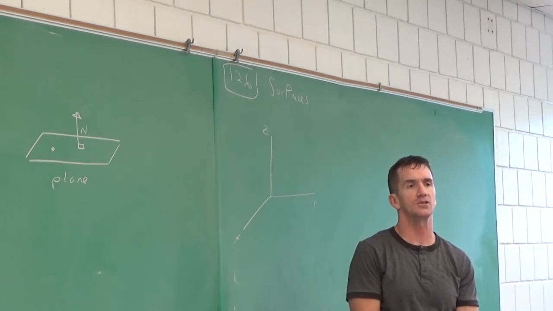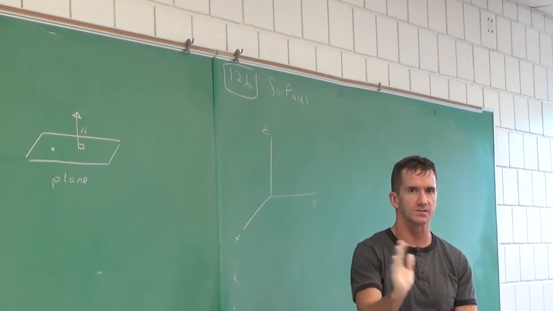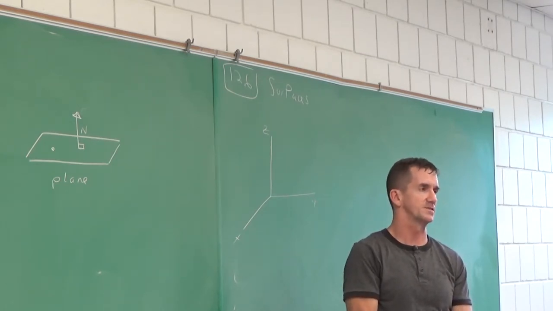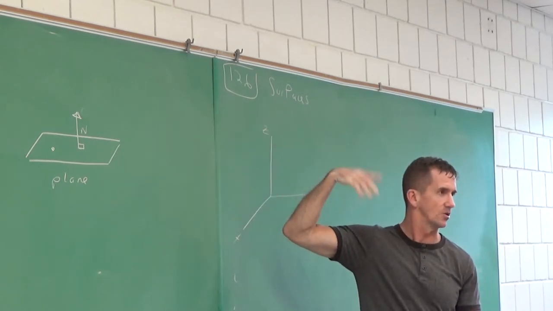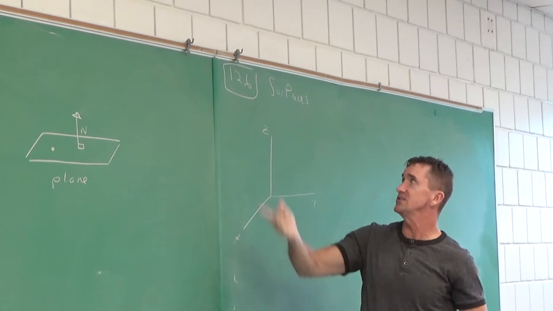Now, when you think of a trash can, that's a cylinder. Is there a surface to that? Yeah, that's a surface, too. But cylinders are very specific, so I'll make sure you understand that in notes. But we can just title this surfaces, right?